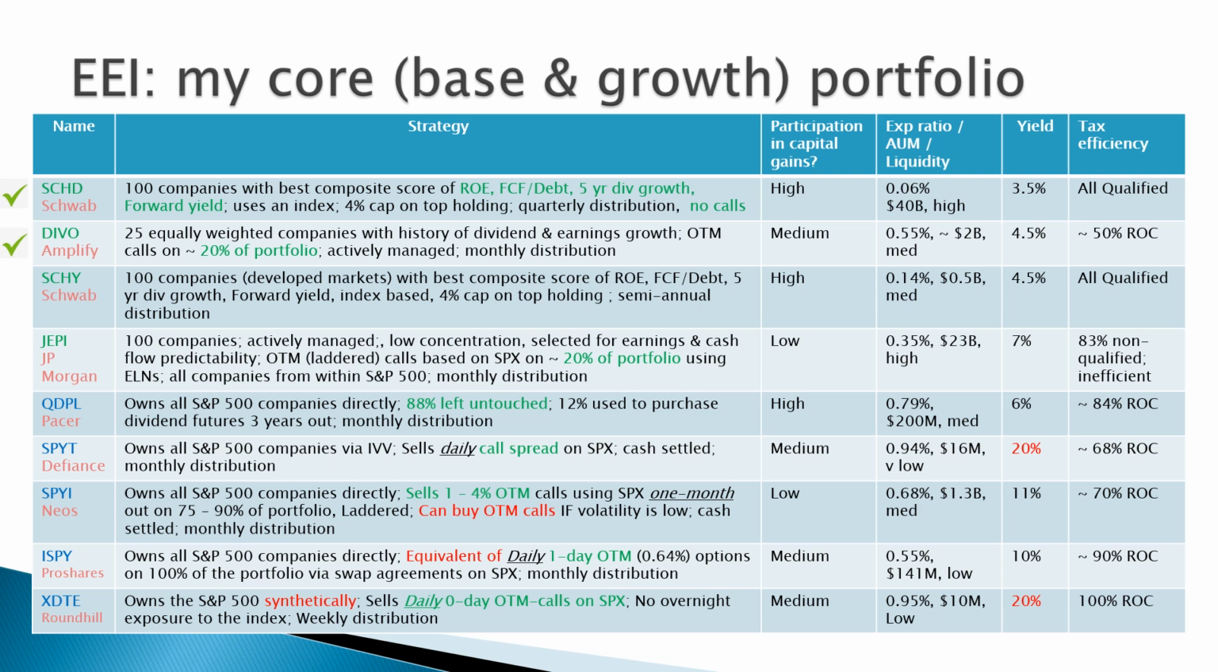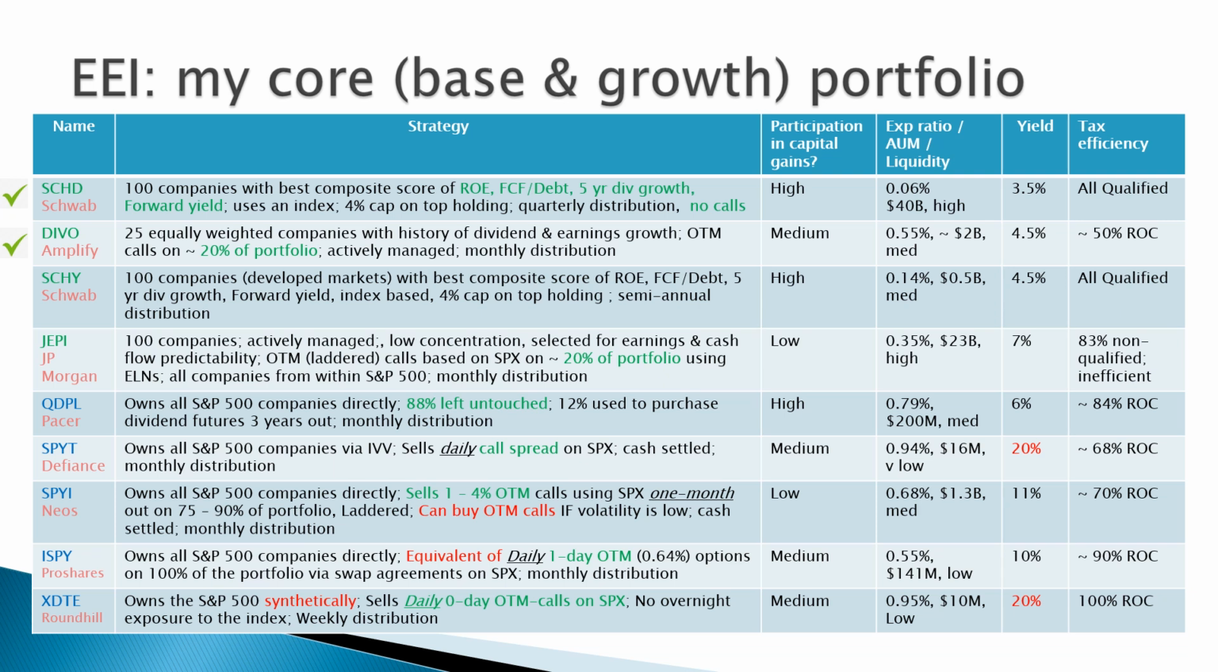It has monthly distributions. And because the notional, that is the percentage of the portfolio on which calls are sold, is low, the yield is not particularly high. The yield is about 4.5%. In my view, it is not particularly tax efficient. 50% of it is categorized as non-destructive return of capital, but I own all my DEVO in tax deferred accounts.